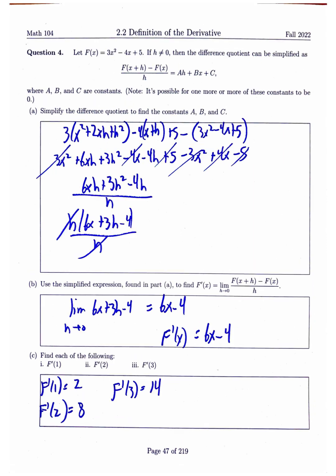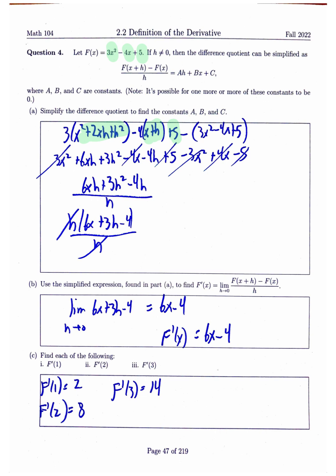All right, same deal. Just a little different function here. Okay, so the function is 3 something squared minus 4 something plus 5. And then minus the function. So minus this, minus that, minus that.